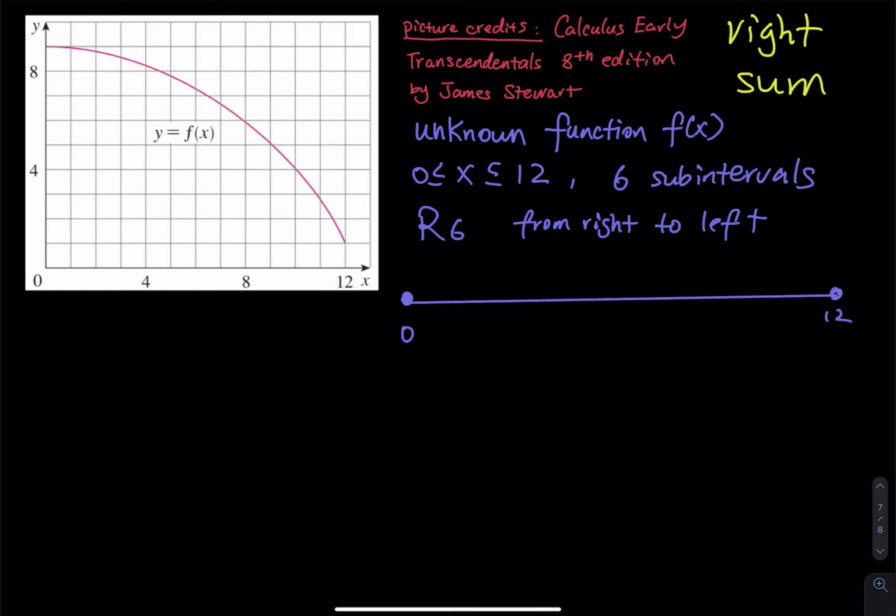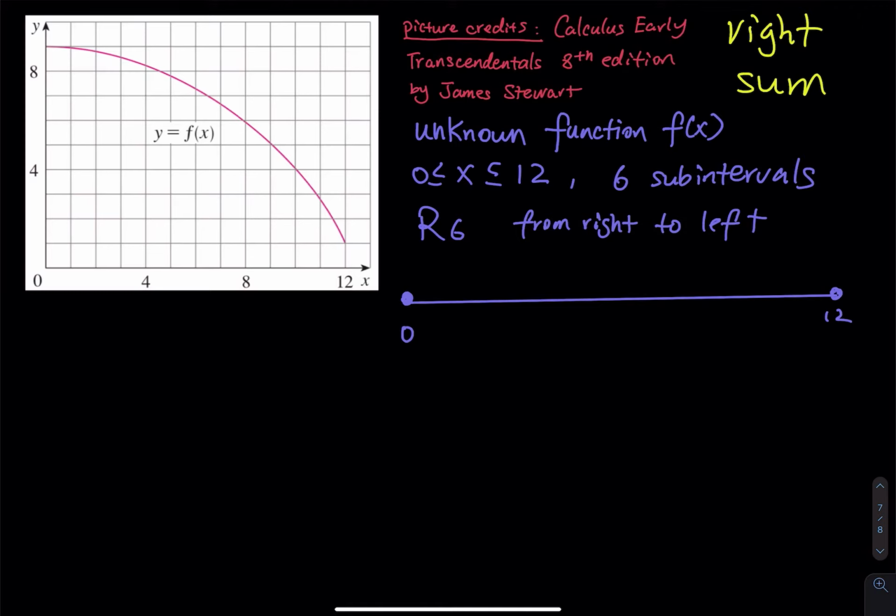In this problem, I don't know what the function is, but I have the graph of the function, just f of x. The domain is x is between 0 and 12. I would like to use the RightSum using 6 subintervals to approximate the area under the curve. So first of all, since you want to use 6 intervals from 0 to 12, I have to divide this segment into 6 pieces.